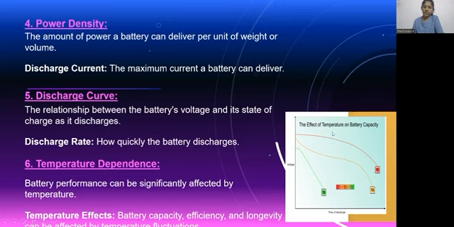So this is the graph of the effect of temperature on battery capacity: voltage and time of discharge. Voltage is on the y-axis and time of discharge is on the x-axis. Temperatures T1, T2 and T3 are noted. This is a graph of temperature dependence.